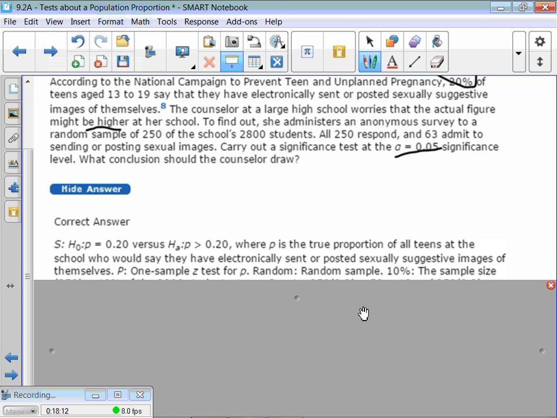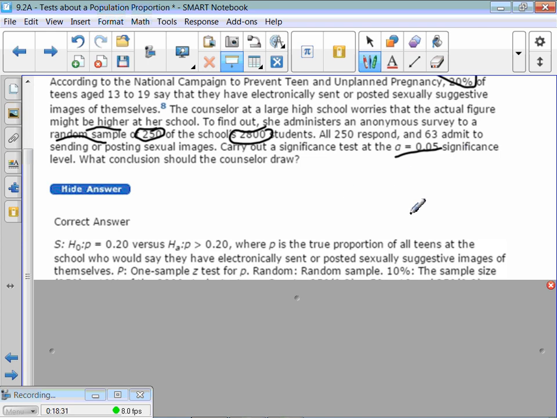We're doing a one sample z-test for proportions. Is it a random sample? Yes. It says we have a random sample. 10%. So we got to check that 250 is less than a tenth of 2,800, which is true. 250 is less than 280. So that works. So we have independence.